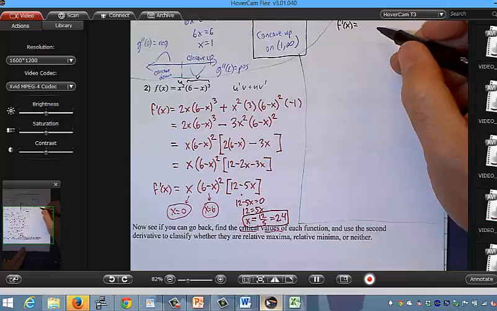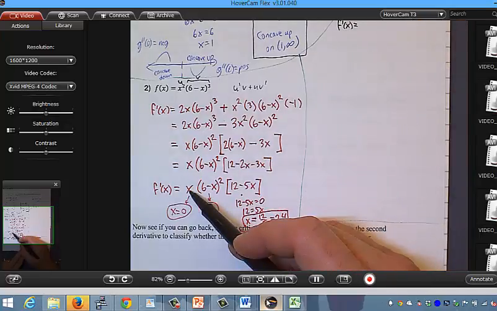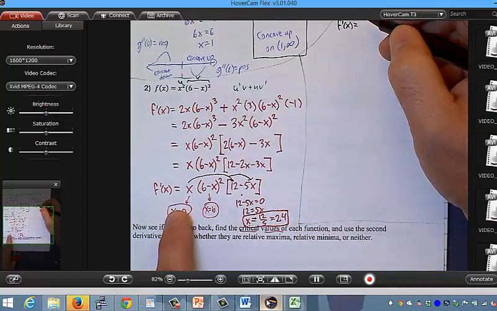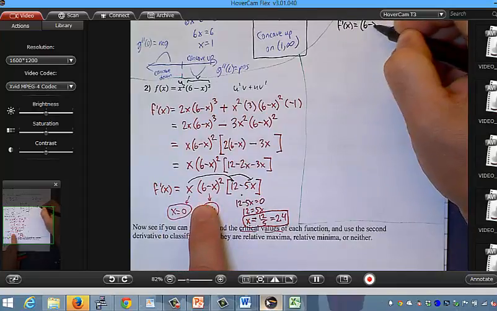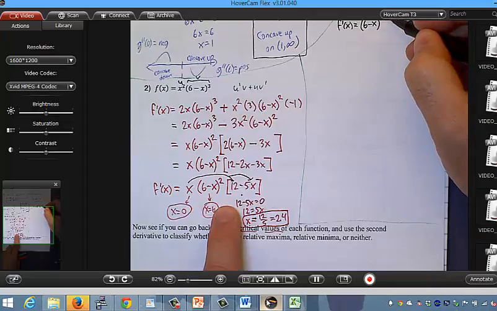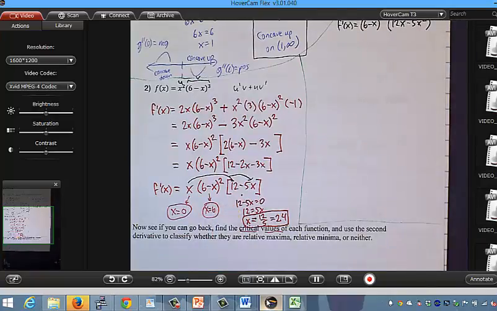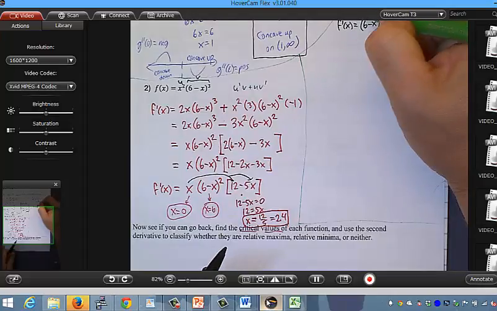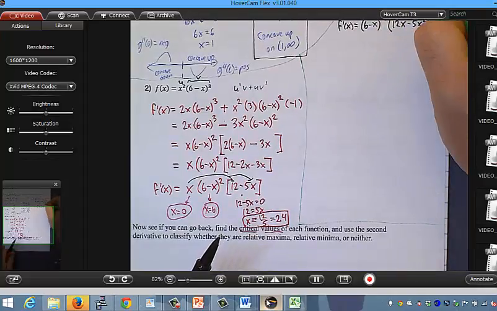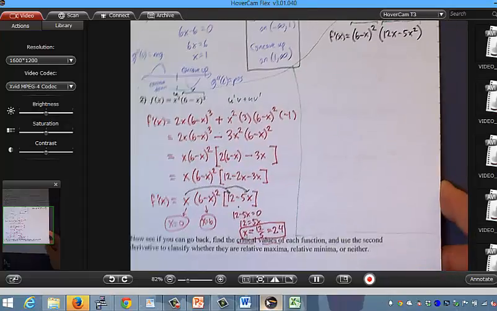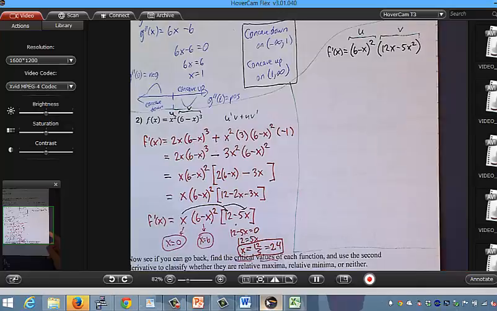F prime of x equals, hey, watch this, guys. I'm going to take that x and bring it in here. So what I have is, see if this makes sense to you, 6 minus x quantity squared times 12x minus 5x squared. And I decided to do that because then this is my u and this is my v, and I'll be able to just do product rule. If I didn't do it, I'd have three things multiplied together. But it's easier when you just have two at a time. So again, let me move this down so you can see it clearly. Do you guys see what I'm doing?